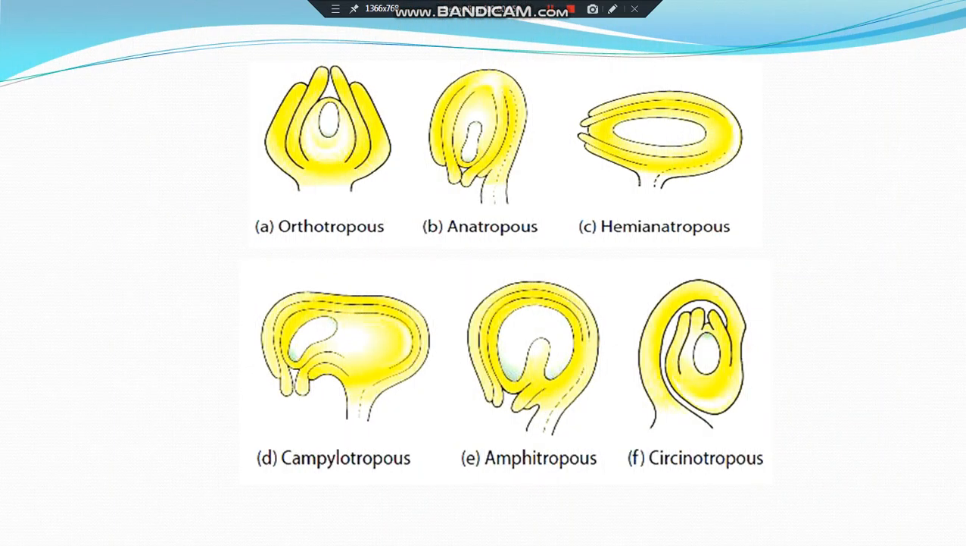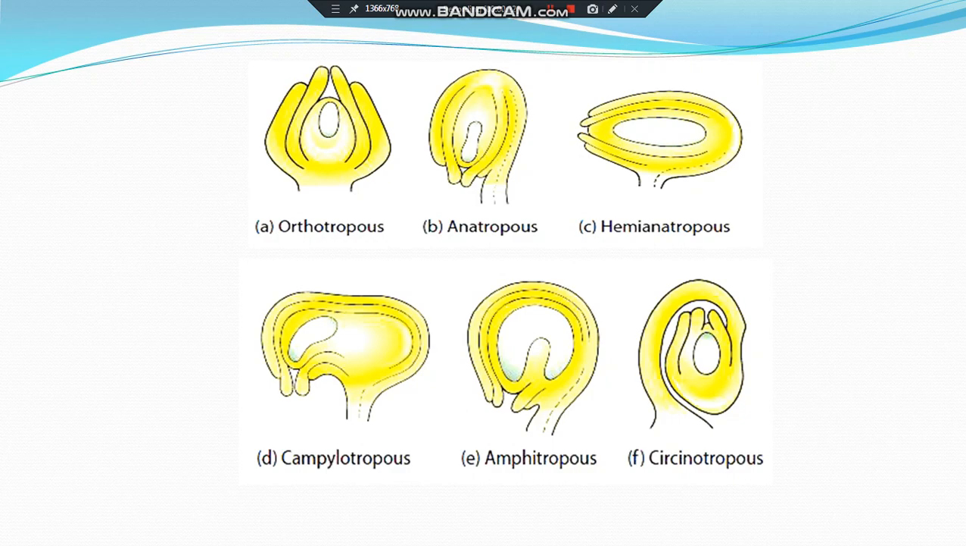Ovule is classified into 6 types. First one is known as Orthotropous. Micropyle is the distal end. Micropyle, chalaza and funicle lie on one straight vertical line. Example: Piperaceae and Polygonaceae. Second type, Anatropous ovule.